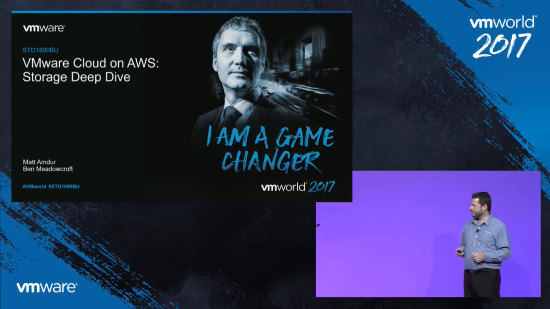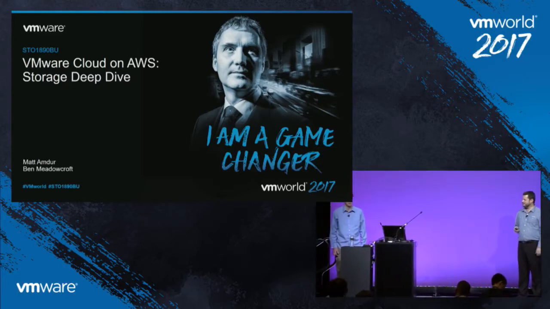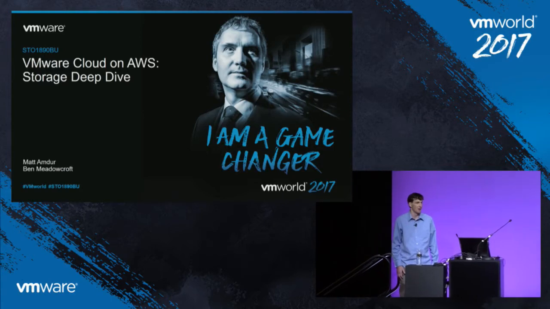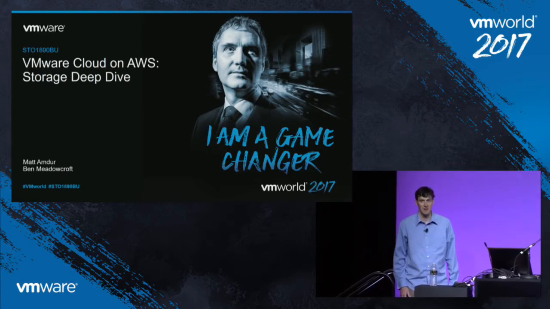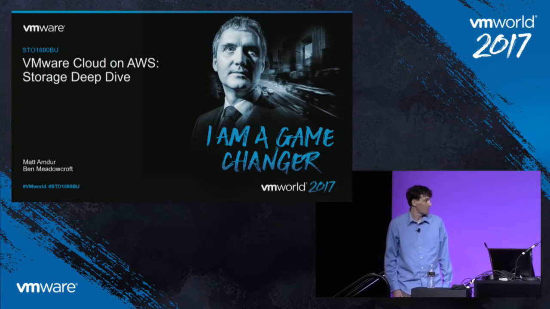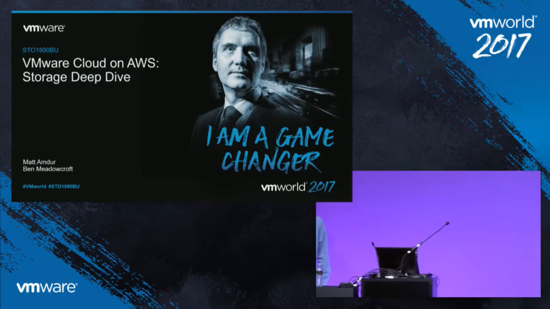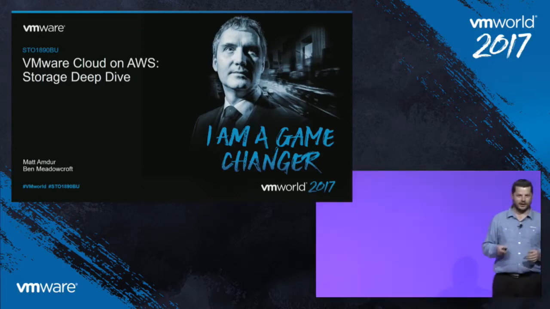Hi, I'm Matt Emder. I'm an engineer working in the storage and availability business unit, and my focus for the last year has been on how to bring vSAN from on-premise into the public cloud. All right, thanks, Matt. So Matt's really been instrumental as one of our leading engineers in this effort.